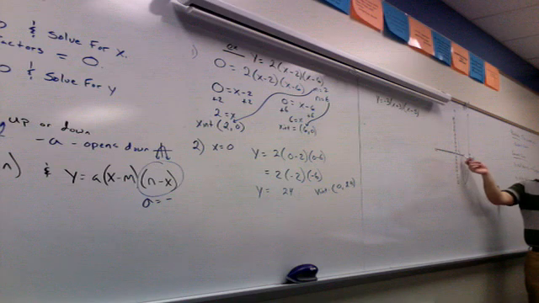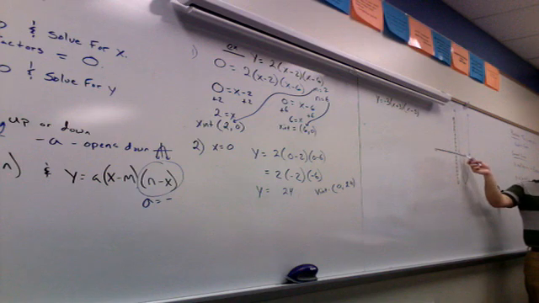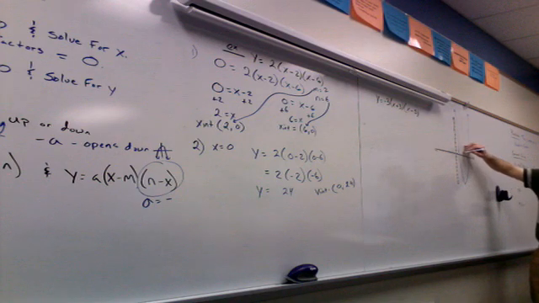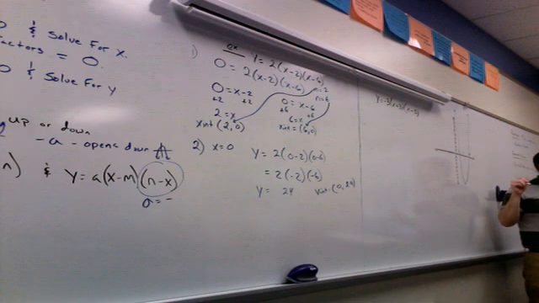So I start at 2. 1, 2, 3, 4. Half of 4 is 2. So I count over 2. 1, 2. That's when x is 4. Or I can start here and count back. 1, 2. That's when x is 4.